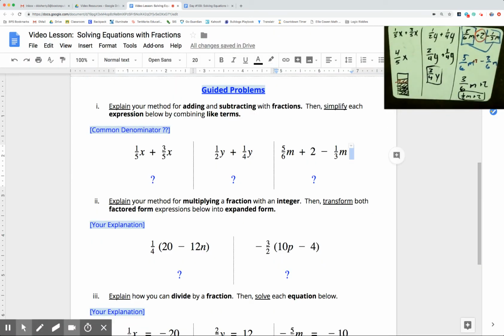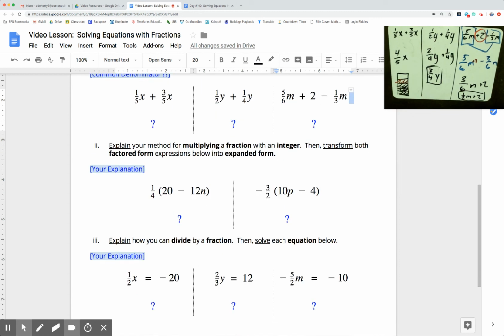Okay, now moving on to part 2 on your own. You and your neighbor are going to explain your method for multiplying a fraction with an integer. Integer means whole number. Again, sometimes when we're solving equations and there are fractions involved, like the 2 examples we see below, you're going to have to multiply your fractions with integers or whole numbers. So write an explanation after discussing with your neighbor, how did we multiply fractions with whole numbers or fractions with integers? And then on your own or with your neighbor, you're going to transform both of the expressions here. They're in factored form, and we want to transform them into expanded form by multiplying with these fractions.